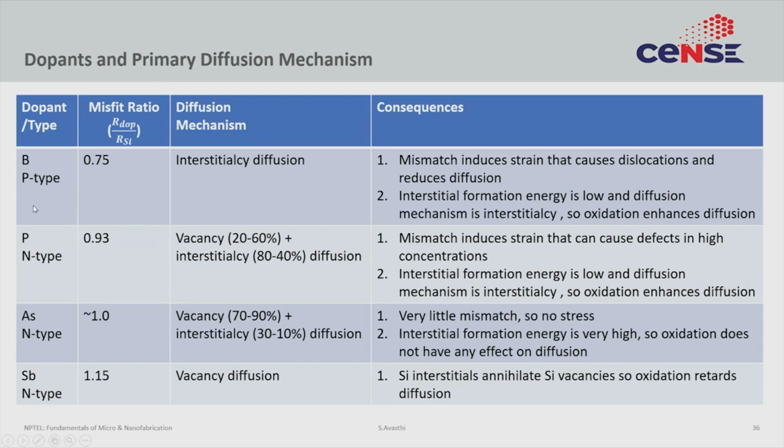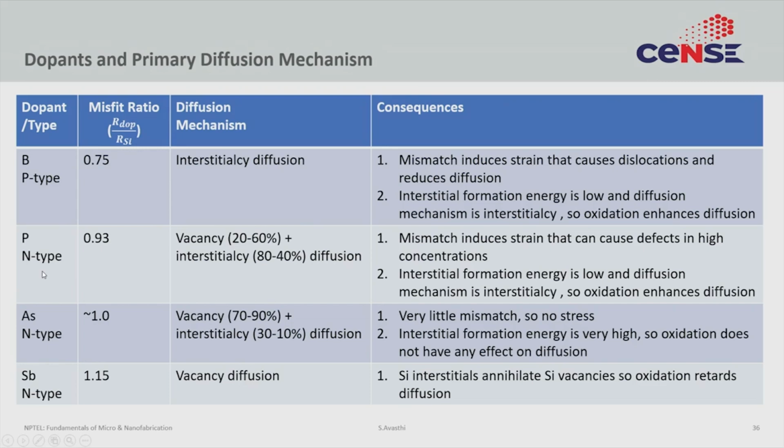So for example, boron almost always does interstitiality. Like even though you would expect it should do substitutional, because it is so small, it invariably always does interstitiality, simply because its misfit ratio is so small. So boron always diffuses faster. And point of note, when you are doing oxidation, boron will diffuse even faster, because oxidation always creates interstitials.